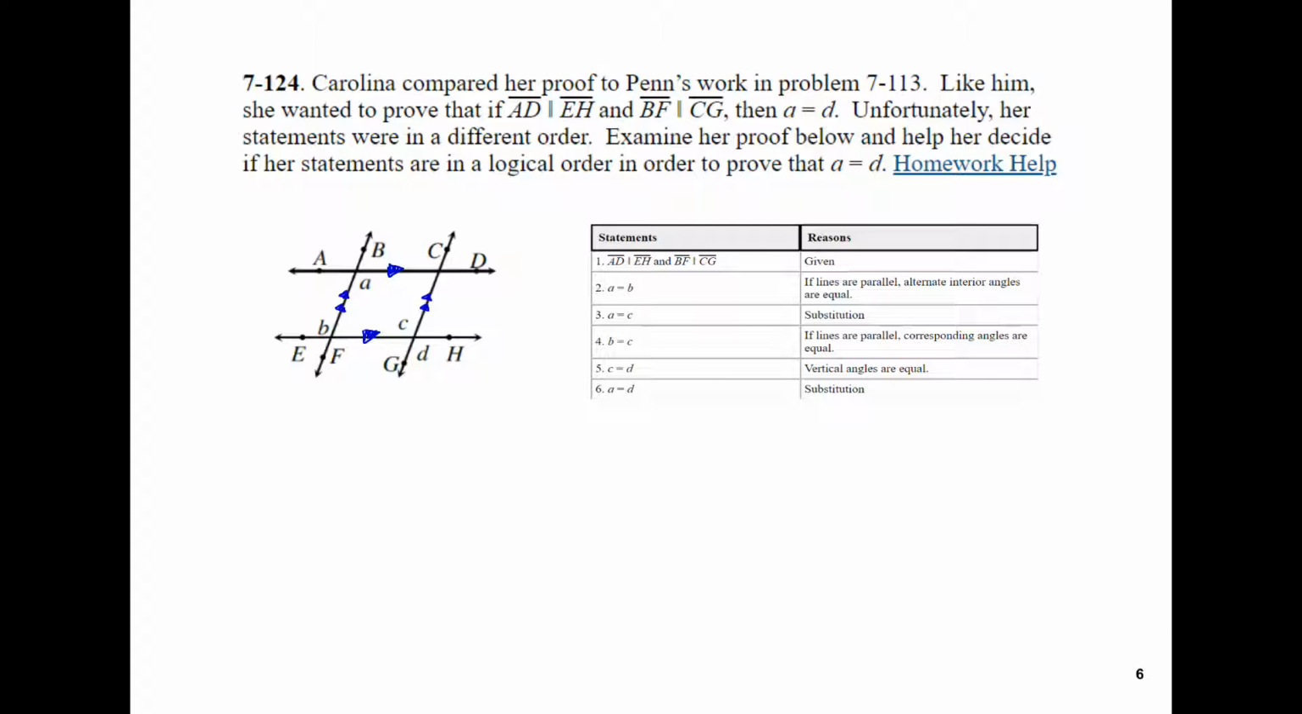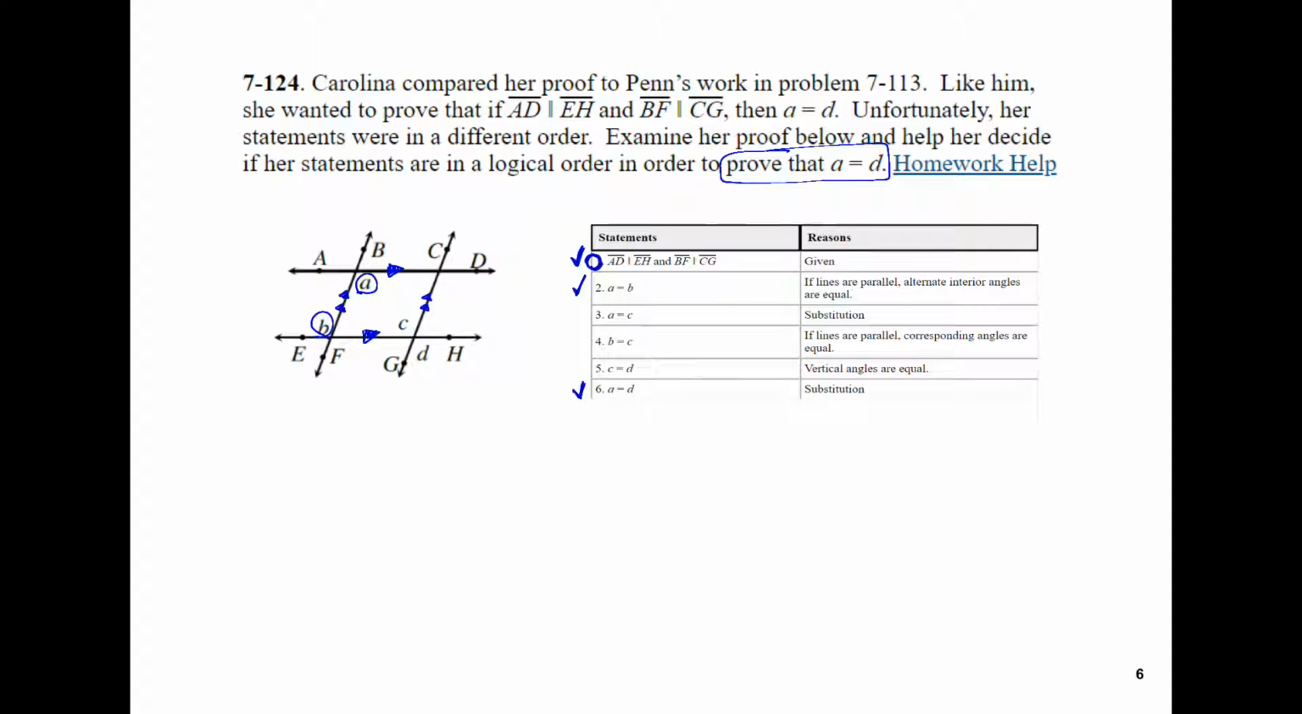So reading through the proof, the first step she has is that our parallel lines, which were given, so that is in the correct place. Also looking at our proof, we have A is equal to D, which is at the very end because that's the last thing that we are trying to prove. Now we need to talk about the insides. So she said that angle A is congruent to angle B. If lines are parallel, alternate interior angles are equal, which is true. So that is in an okay place.